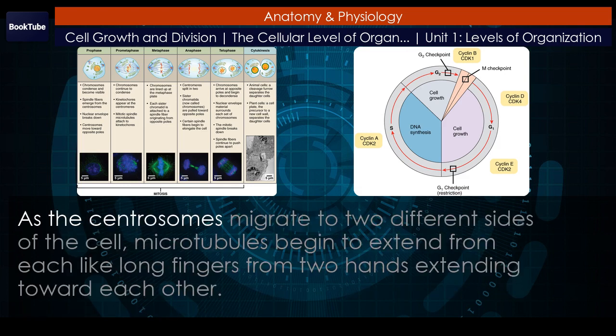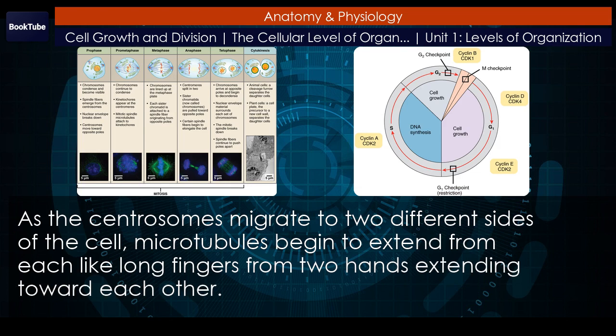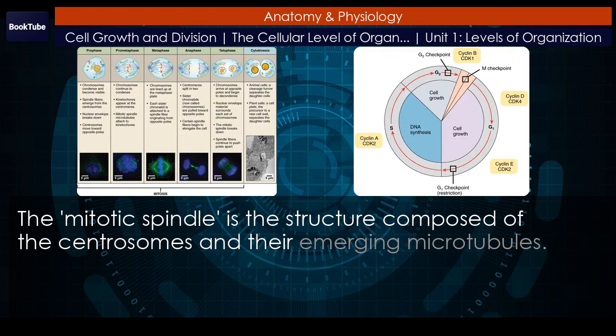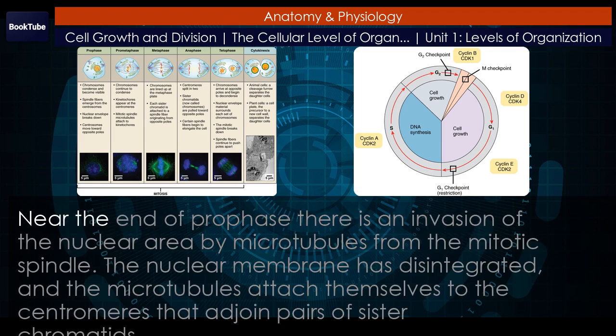As the centrosomes migrate to two different sides of the cell, microtubules begin to extend from each like long fingers from two hands extending toward each other. The meiotic spindle is the structure composed of the centrosomes and their emerging microtubules. Near the end of prophase, there is an invasion of the nuclear area by microtubules from the meiotic spindle.